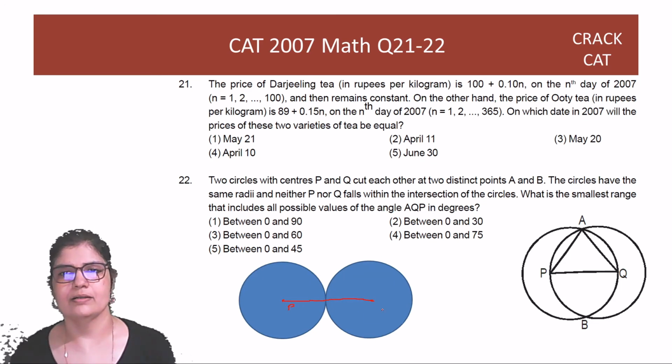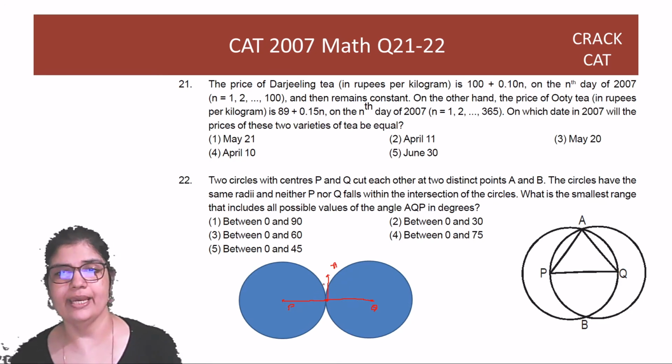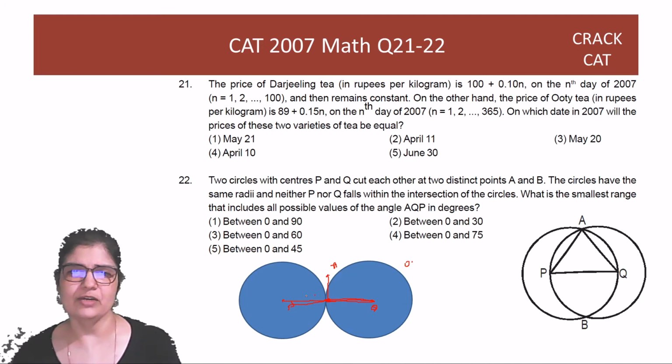P, Q, correct? And A and B is where the circles intersect. So here A and B are the same point. This is point A. Now if I find the angle AQP, from A, Q and P, that angle is 0 degrees because they are not even meeting inside.